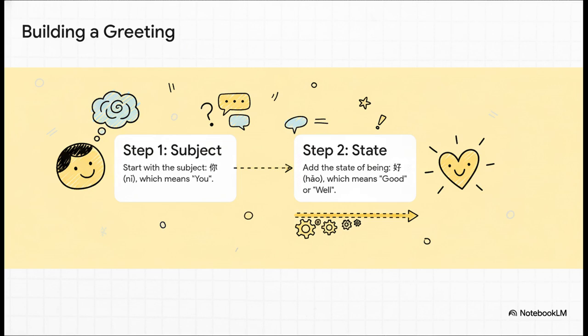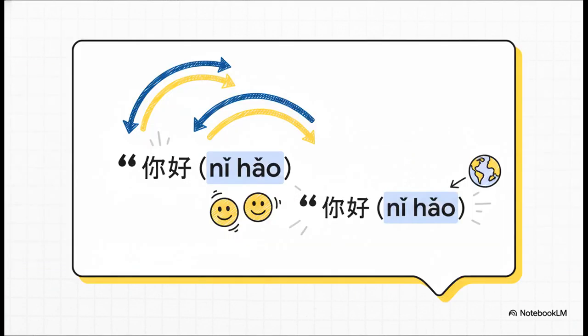For this greeting, it's even simpler. We start with our subject, ni, which means you, then we follow it with a descriptive word, an adjective, hao, which means good or well. So the logic here is incredibly direct. You good. It's a statement, a wish for the other person's well-being. And when we put those two characters together, we get our greeting, ni hao. It's the universal hello.